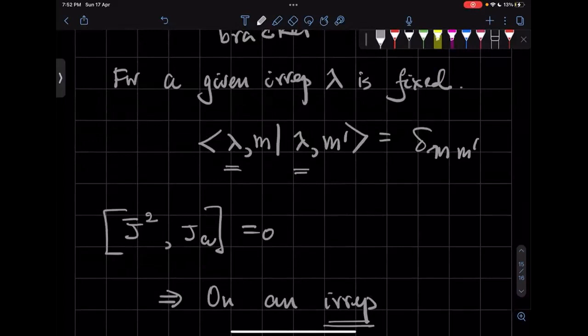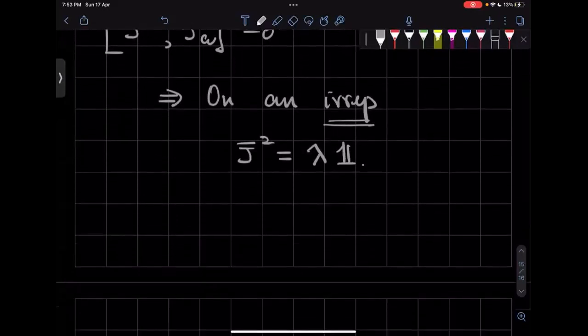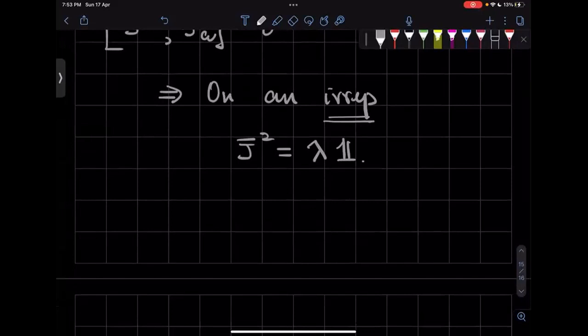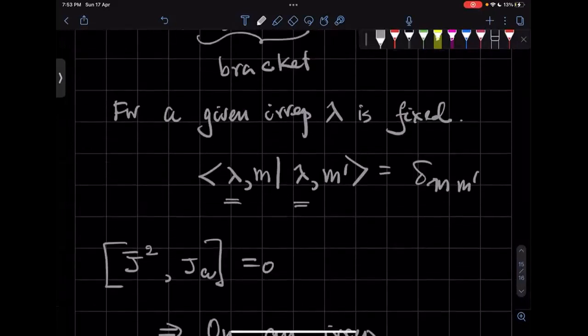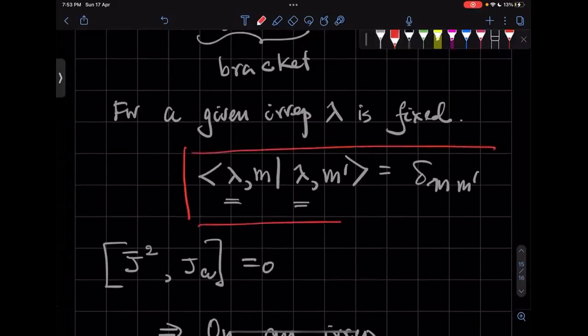Is that clear? Yes, sir. I think it'll become clear for you because at some point in the near future, your physics intuition is going to kick in and you'll see that lambda is nothing but the square of the total angular momentum eigenvalue. So this orthonormality relationship is basically what we want to use. We will use this quite a bit.